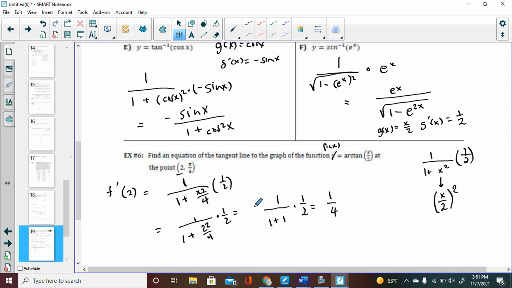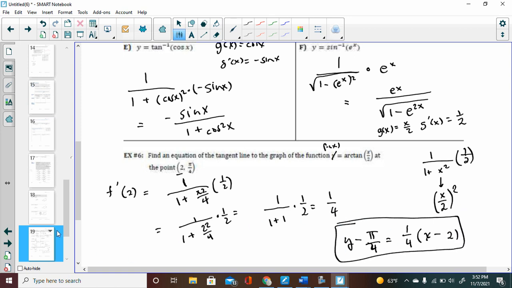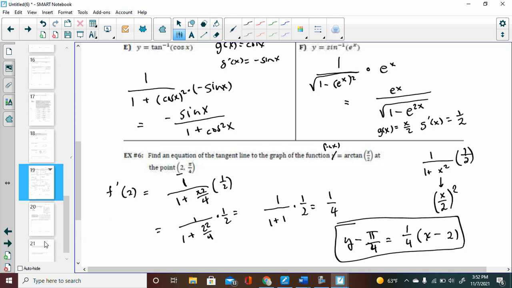Okay, so I have the slope, I have the point of tangency, so y minus pi over 4 equals 1/4 times x minus 2. And I'm done. And that's it. That's all she wrote, guys.